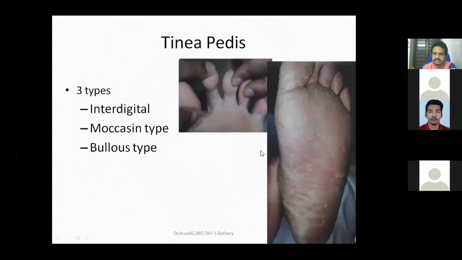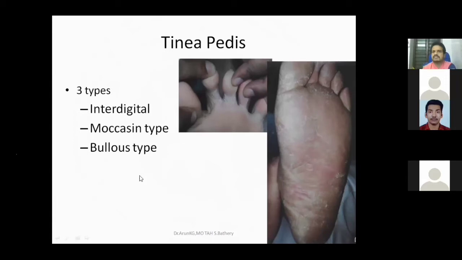Then moccasin type. This picture in this slide shows moccasin type. Moccasin type means the patient has hyperhidrosis and is frequently wearing shoes, and there are no fissures, but itching is there and fine scales are there. Then we should keep in mind the chance of Tinea Pedis. Other most common DDs for moccasin type are palmoplantar psoriasis, plantar psoriasis, and also footwear dermatitis.